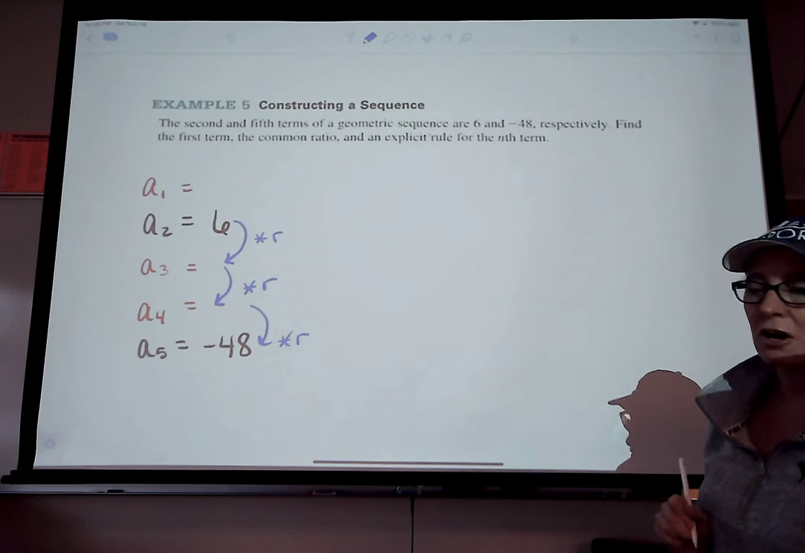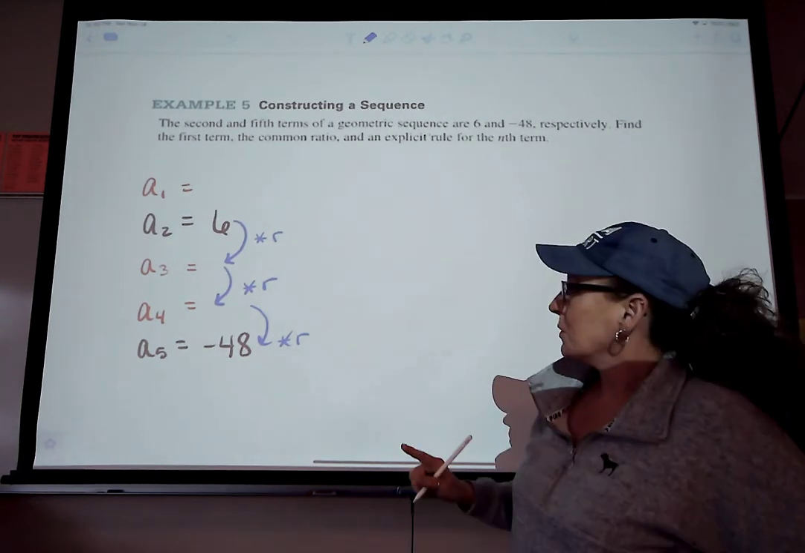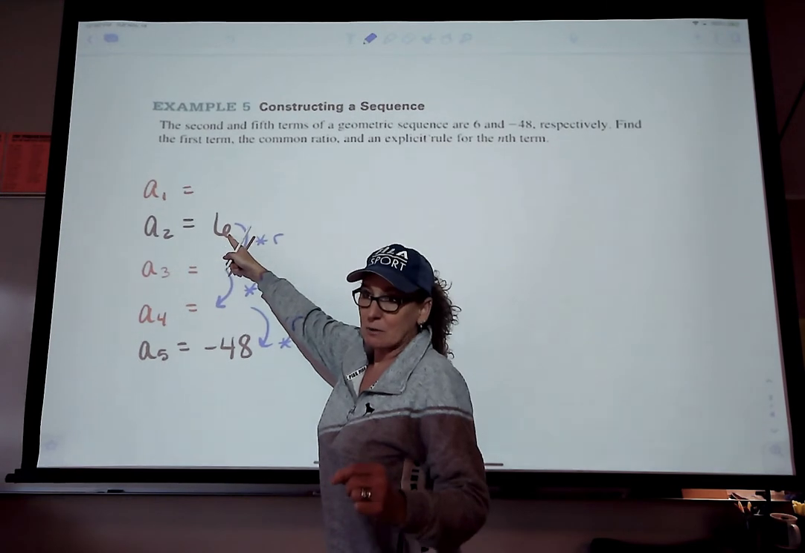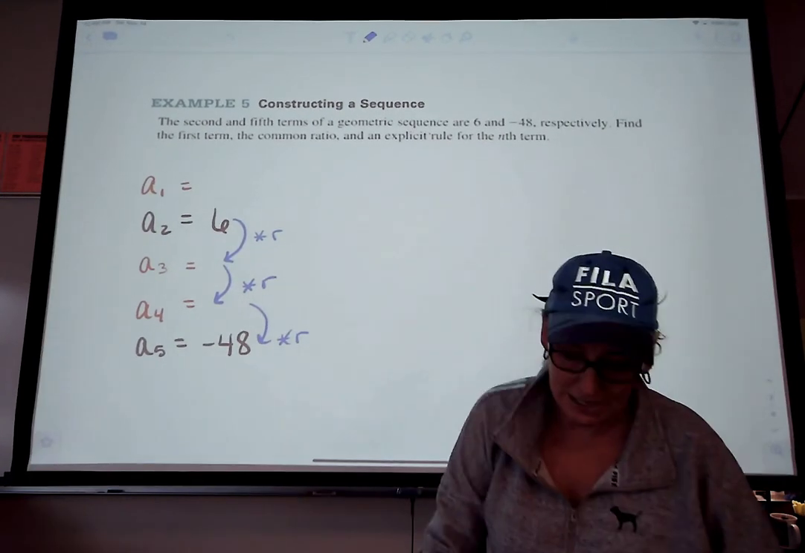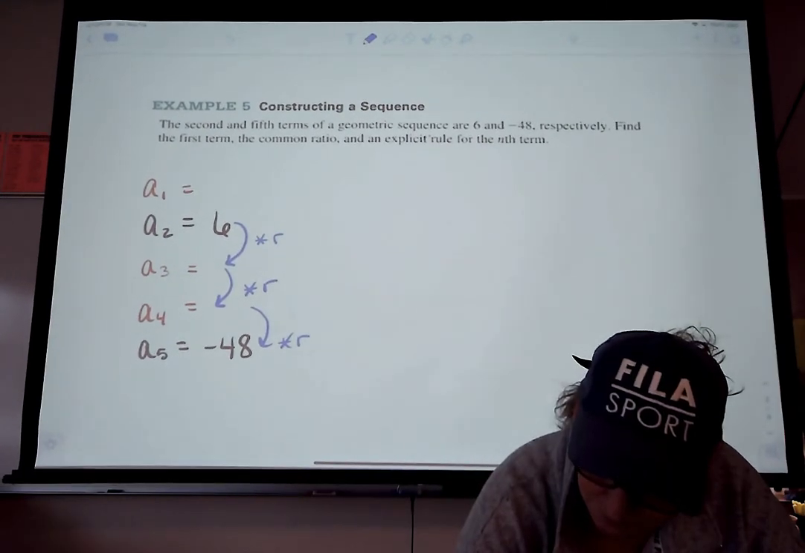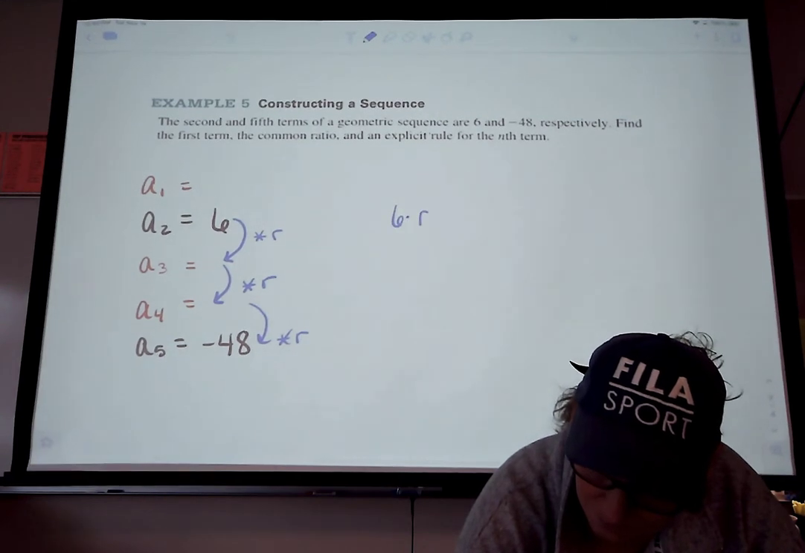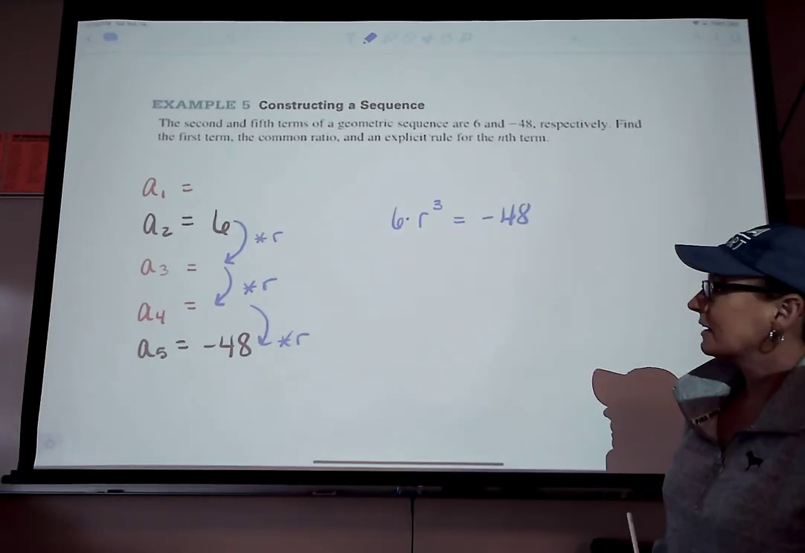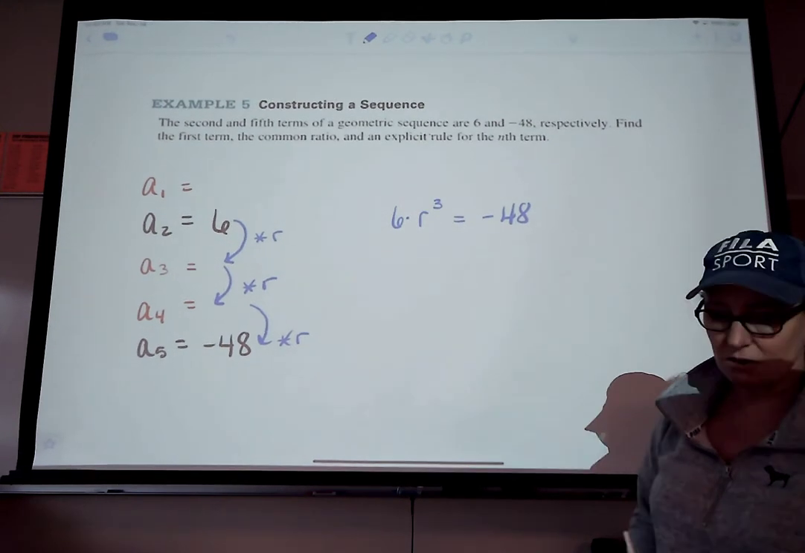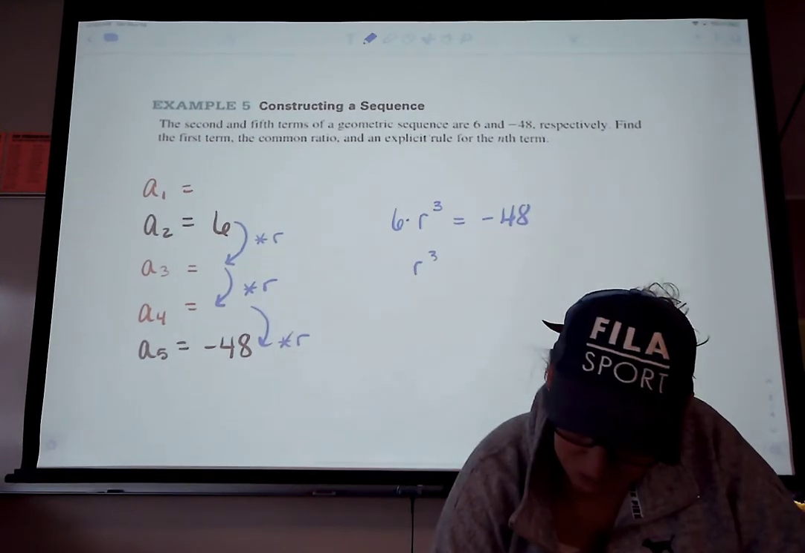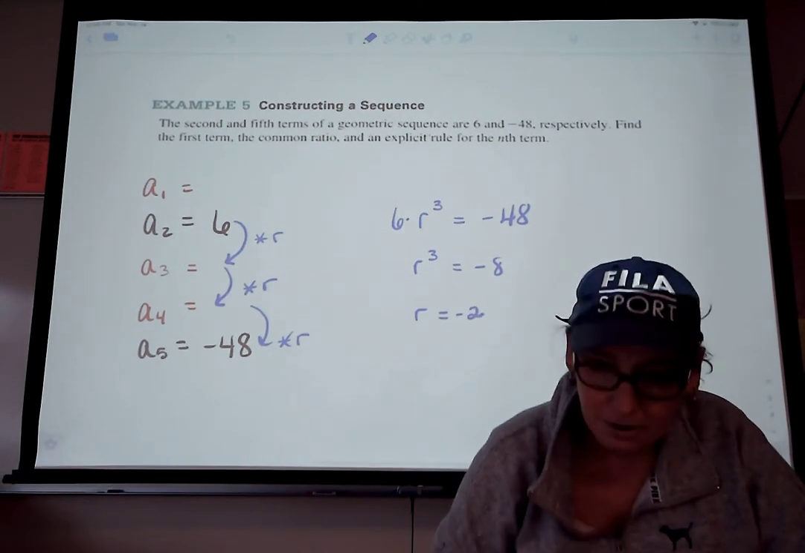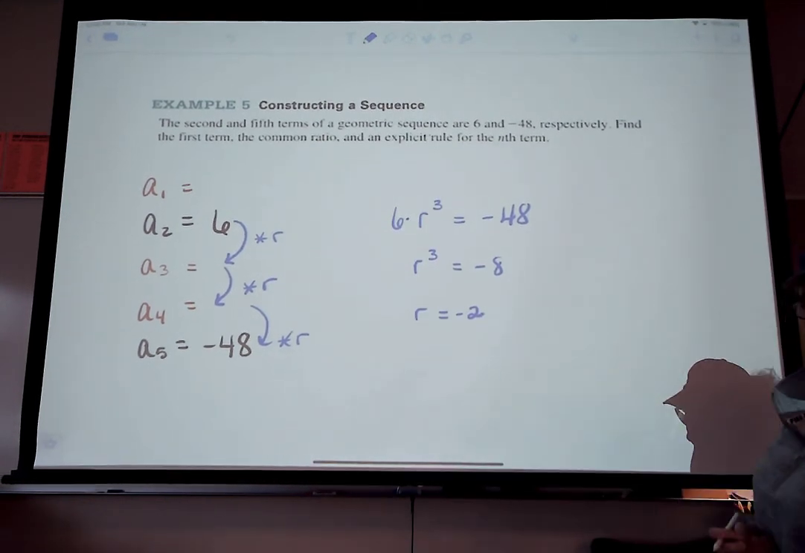We multiply by r. So I think it's true that to get from 6 to -48, we start with 6 and we multiply by r 3 times. And what we end up with when we multiply by r 3 times, we get -48. Solve it. There you go. There's your common ratio, -2.